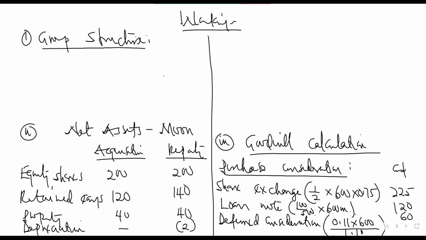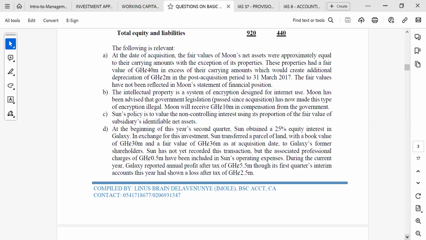Let's take the B. What are we having for the B? The intellectual property is a system of encryption designed for Internet use. Moon has been advised that government legislation passed since acquisition has now made this type of encryption illegal. Moon will receive 10 million in compensation from the government.